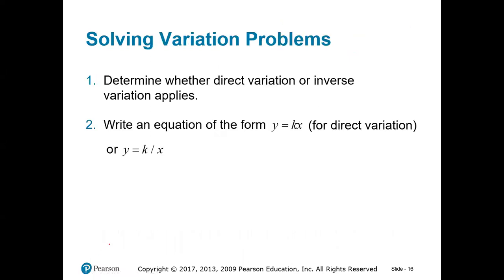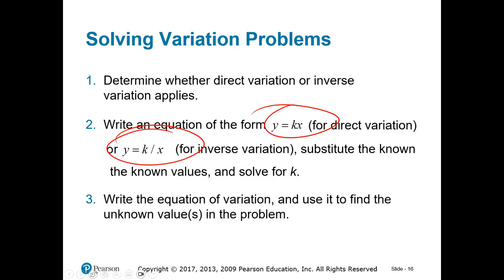All right. Now we're going to determine whether direct variation or inverse variation applies. We're going to write an equation of the form y equals kx for direct variation, or you can say y divided by x equals k. So we've got a multiplication or a quotient. And for inverse variation, substitute the known values, the unknown values, and solve for k. So we're going to do just like we have been. We're going to write our equation of a variation and use it to find the unknown values of the problem.